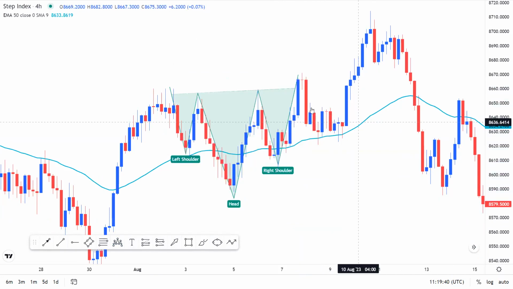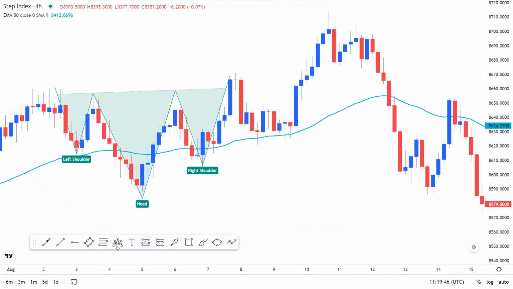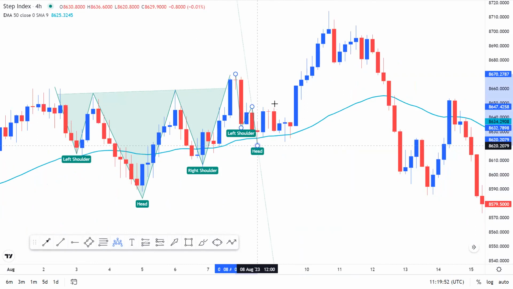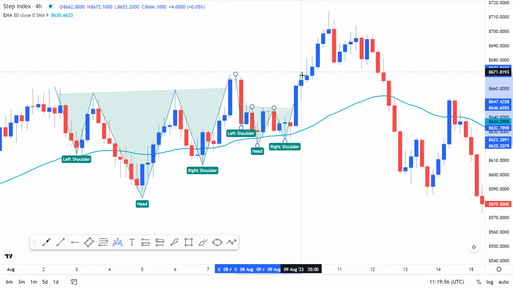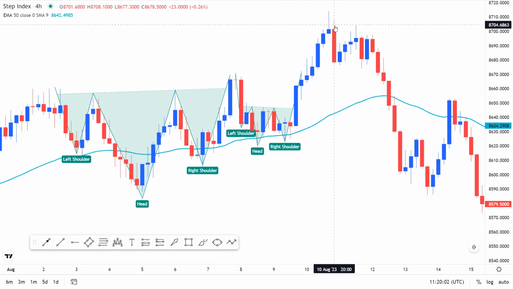And then, of course, there's this right here: the left shoulder, the head, and then the right shoulder. Perfect example of an inverse head and shoulder pattern. As soon as we had the break of the neckline, you can see price continue to rally into the upside.